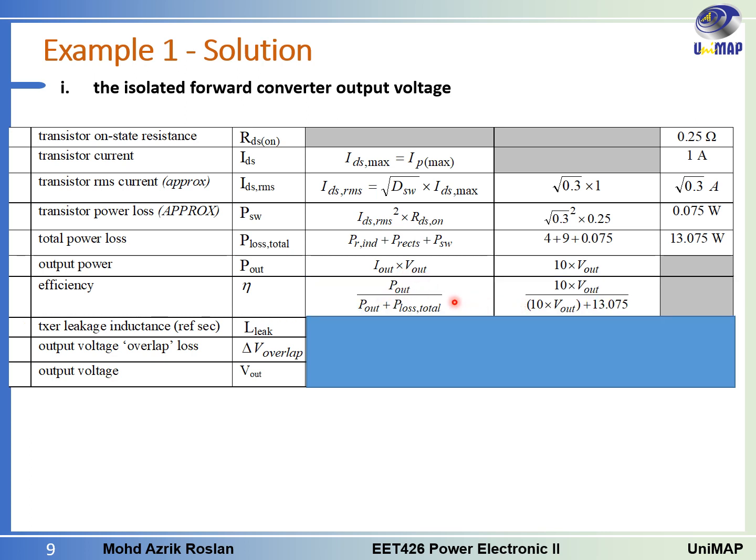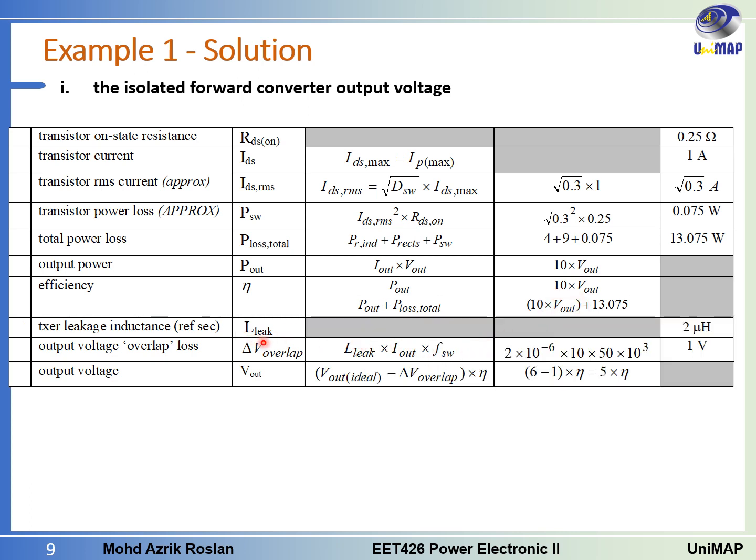And this is the equation for efficiency. We have P out divided by P in. P out is 10 multiplied by V out, because I out multiplied by V out, and we don't know yet the value of V out. For the efficiency we have P out divided by P in, where P in is equal to P out plus all the losses that we have. In this case our losses is 13.075, and our P out is equal to 10 multiplied by V out.